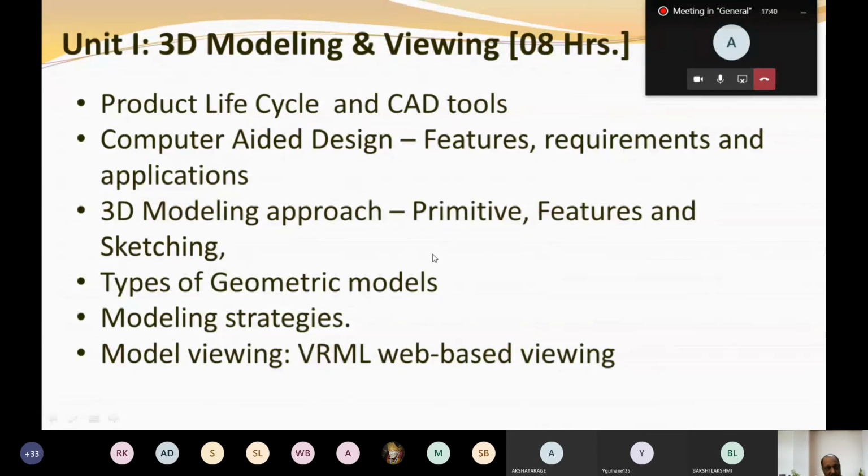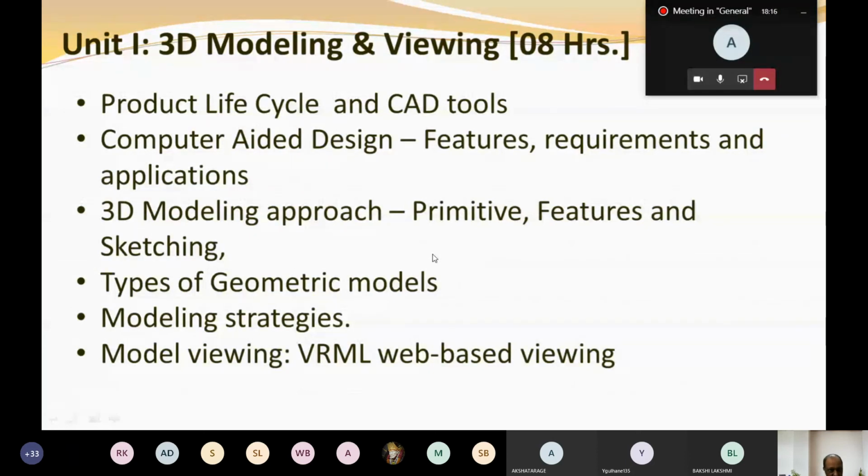Now we will see what the different features of CAD are, what the requirements are, and what the applications are. Then 3D modeling approaches, that means whenever we want to generate a 3D model, we have to create a 2D sketch, engineering graphics. We have one practical on AutoCAD. In that practical, you are drawing something with the help of AutoCAD.